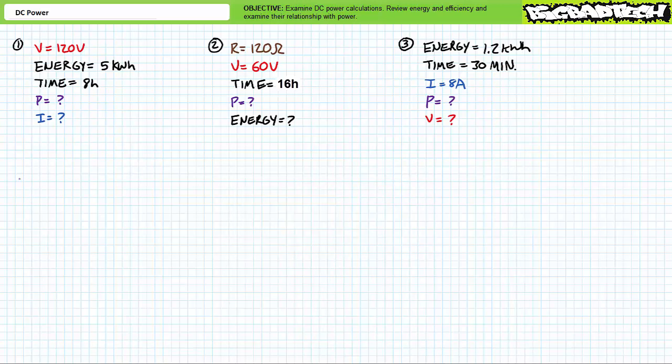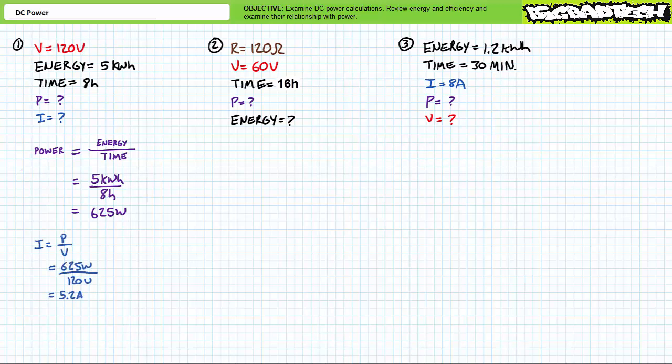Our first problem features a device that operates off a 120 volt DC, known to consume 5 kilowatt hours of energy after 8 hours of use, and we're being asked to solve for the power rating of the device and the anticipated amount of current draw. Power is energy over time. 5 kilowatt hours over 8 hours yields a power rating of 625 watts. Current is equal to power divided by voltage. 625 watts divided by 120 volts yields an anticipated current draw of roughly 5.2 amps.